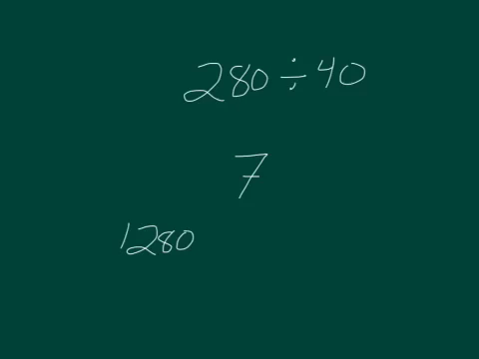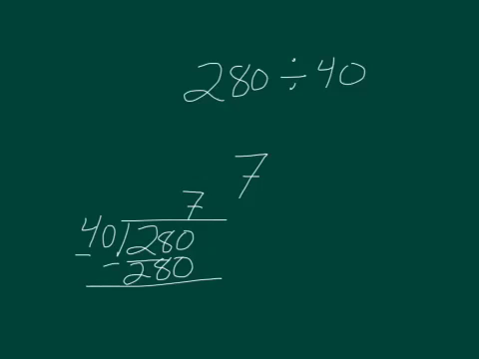280 divided by 40. Take a look. 28 divided by 4 is 7. So you just have the zeros on here. So you have 7. 7 times 40 is 280. Knowing those multiplication facts will really help make this much, much easier.